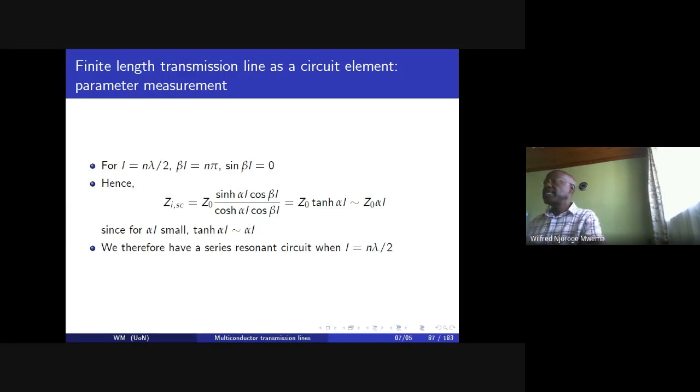Okay? And this is a series resonance condition, because for a series resonant RLC circuit, the impedance at resonance is usually a minimum. If we didn't have a resistance R in that circuit, then the resonance impedance is just going to be 0 ohms. And therefore, since alpha L is small, we can see that this is a condition of a series resonance circuit, because that is a minimum kind of impedance that we'll be getting in that case for lines that are n lambda by 2 long.